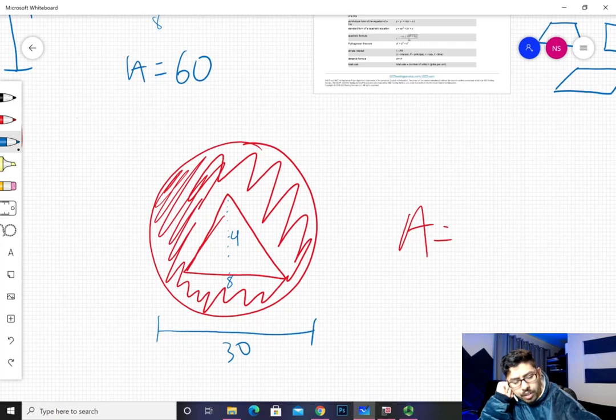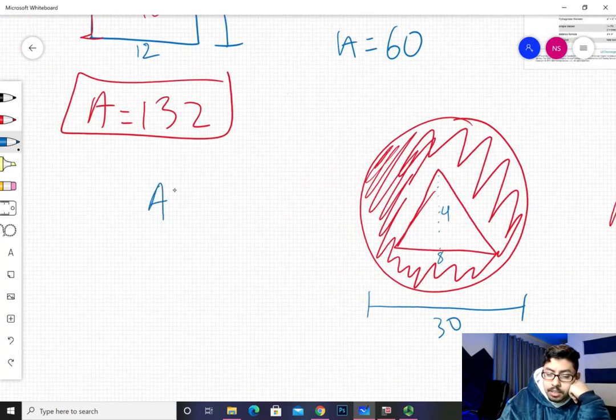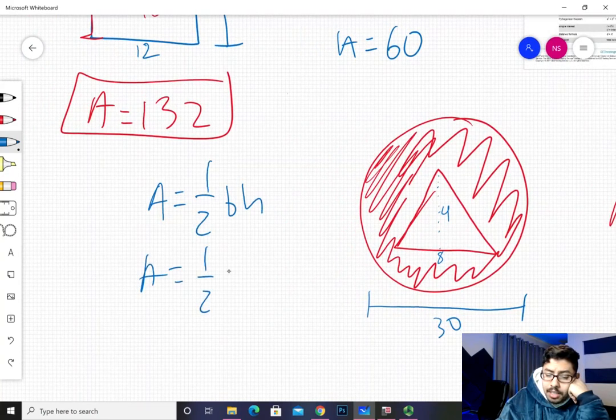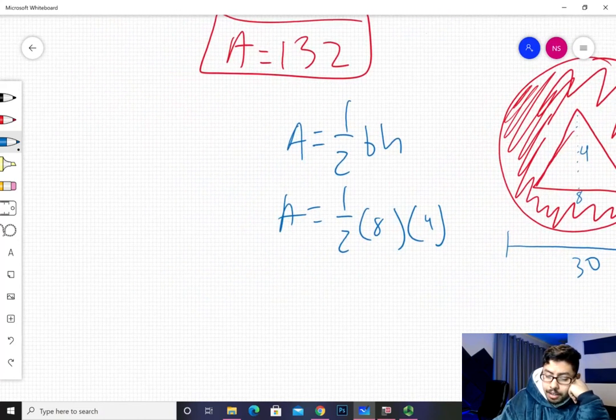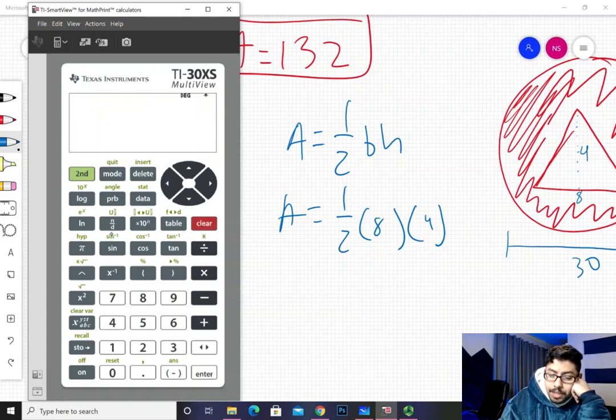Let's start with the easy one, the triangle. They gave us everything we needed. We needed the height, we needed the base. If we remember, to find the area of a triangle is just 1/2 times base times height. So we just do the same thing. Base is 8, height is 4, and we locate the area of that triangle. 1/2 times my base, which is 8, times 4, which is my height, and next thing you know, the area of the triangle is 16.